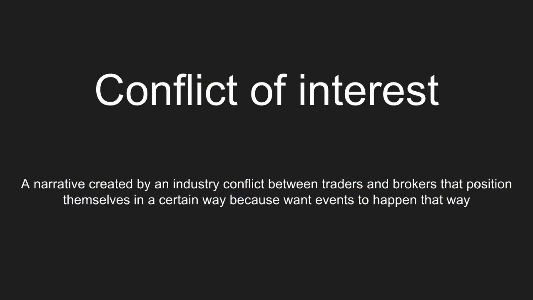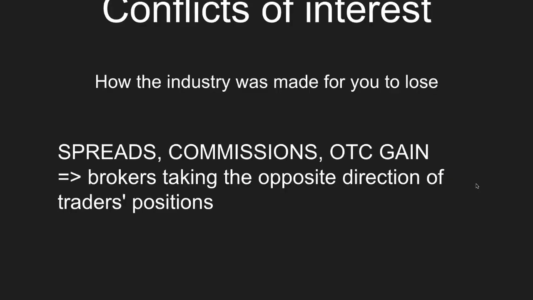And they have no other option, because they have a system, and the statistics show that from 80% to 95% of their clients, in this example, will lose money. So why not create an automated script to go against all those trades? It's common sense. This is how the industry works. So there is a conflict of interest; the industry was made for you to lose.